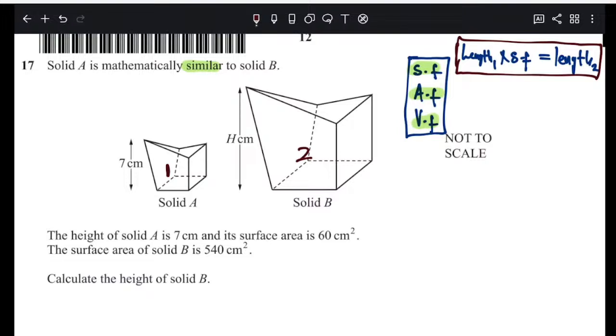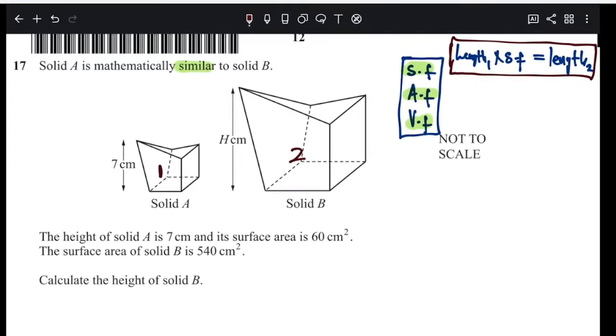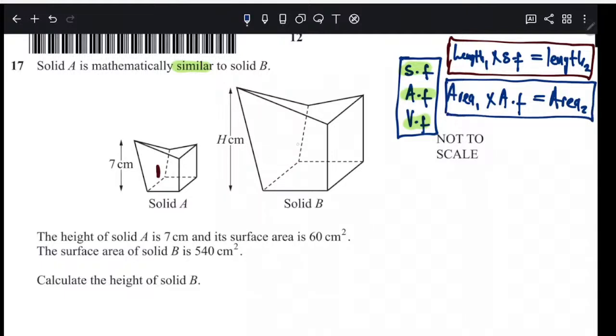The most important thing that I want everybody to see is that scale factor multiplies lengths, okay? So now if you say area 1 times area factor, you get area 2. Area factor multiplies areas. Area 2 is area on shape number 2. Then volume 1 times volume factor gives us volume 2, or the new volume. Right, that's what I want everybody to know.